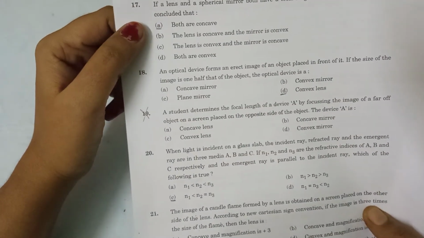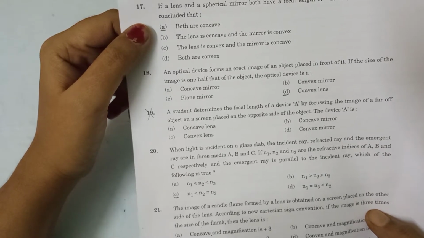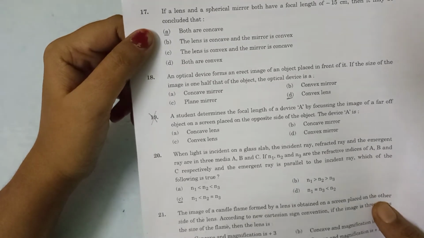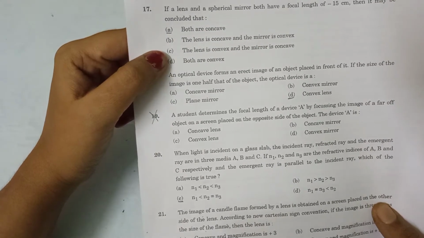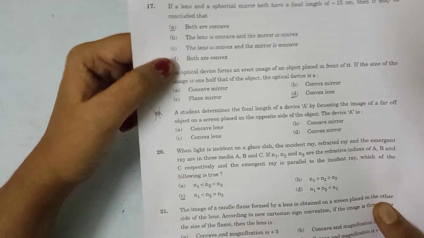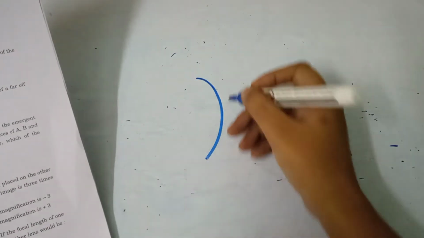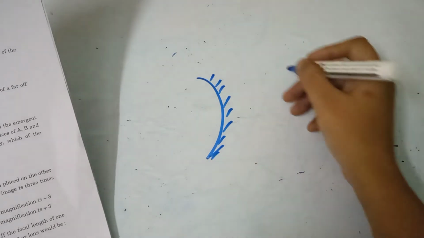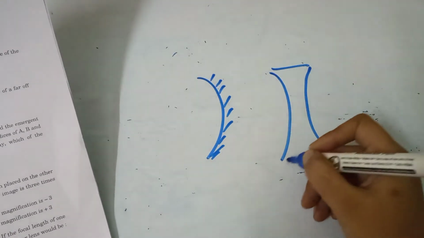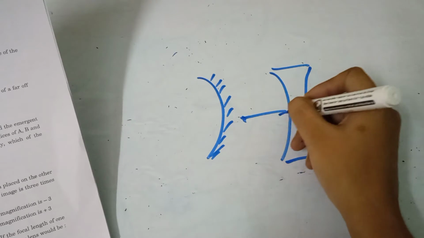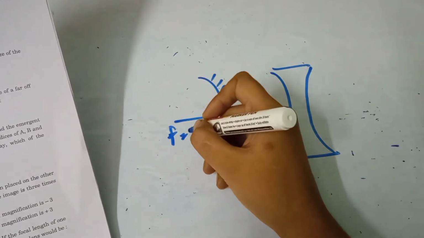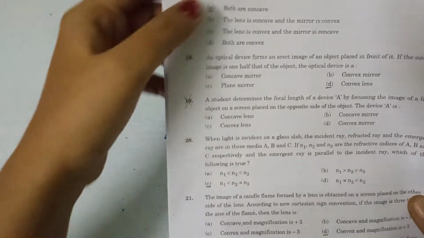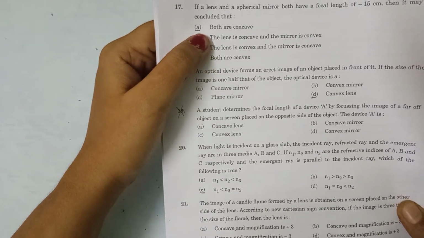17 is a physics question. If a lens and a spherical mirror both have the focal length minus 15 centimeter, then we may conclude that both are concave; the lens is concave and mirror is convex; the lens is convex and mirror is concave; both are convex. We know that for a concave mirror and a concave lens, in both cases the focal length is negative. So the first answer is the right answer. Both are concave.